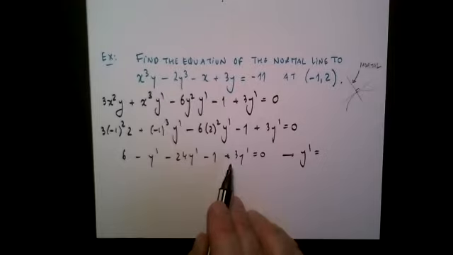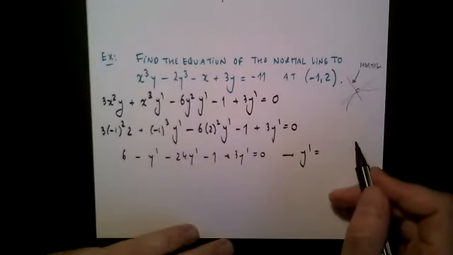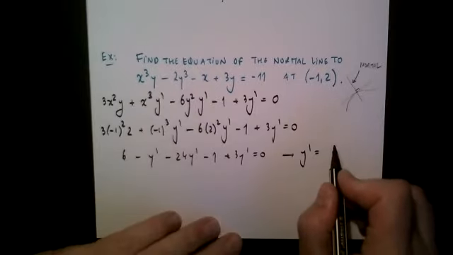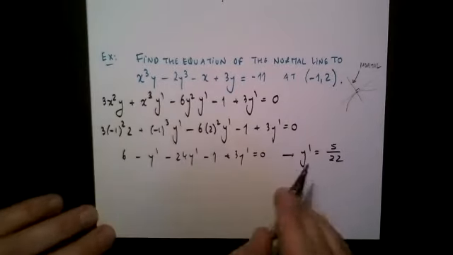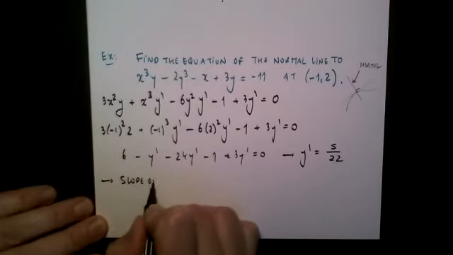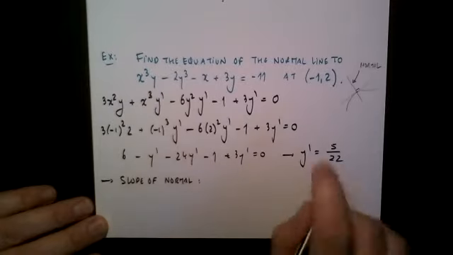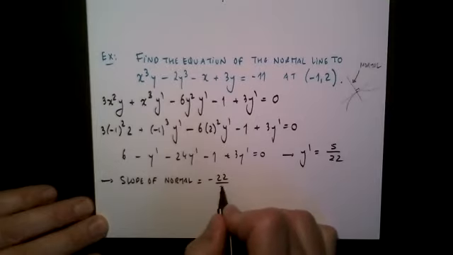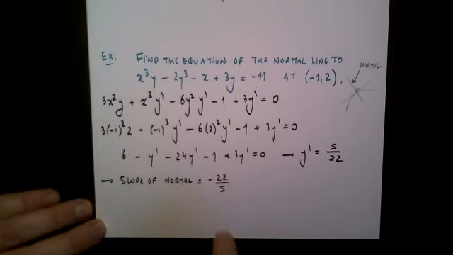So 5 over 22. I don't know if that's what you got. Maybe I made a mistake. Oh yeah, that's what I got. So you get 5 over 22. Okay, so 5 over 22 is what I got for y prime. And so the slope of the normal will be, you just flip it and change the sign. So minus 22 over 5. So I have a point, I have the slope, I can find the equation.